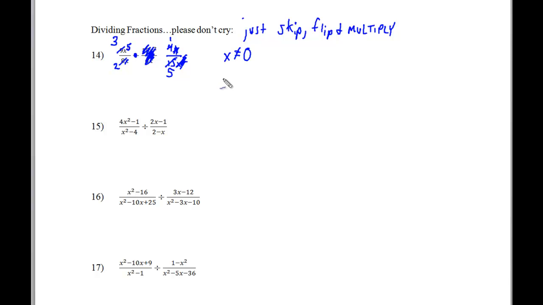So what we have left is 3x to the 5th on top. In our denominator we have 2 times 5, which is 10. So our final answer is 3x to the 5th over 10, and our x is not equal to 0.